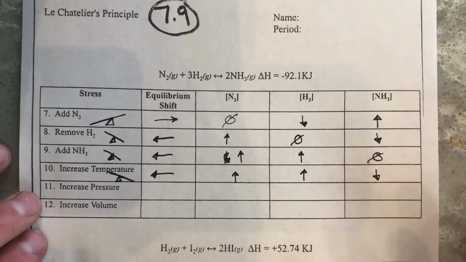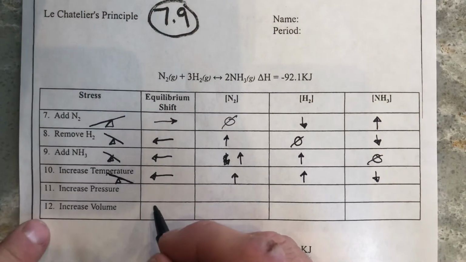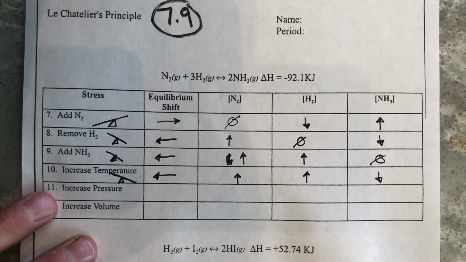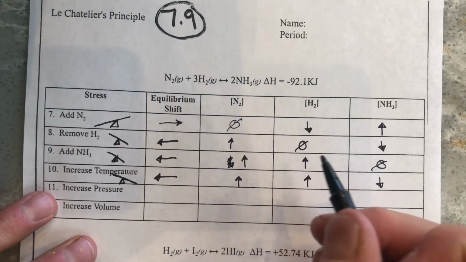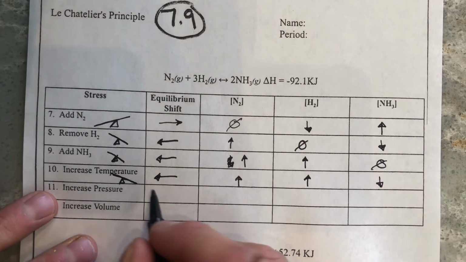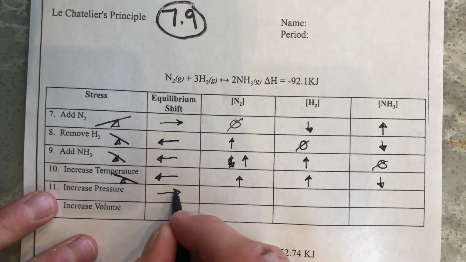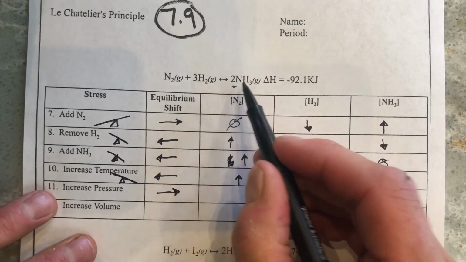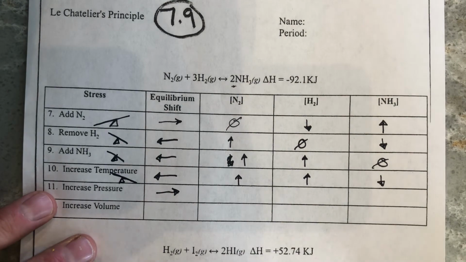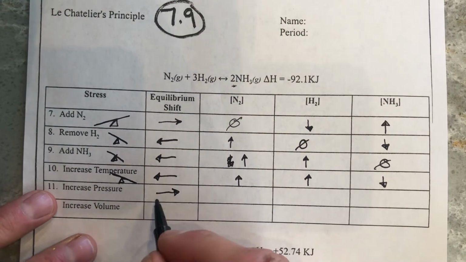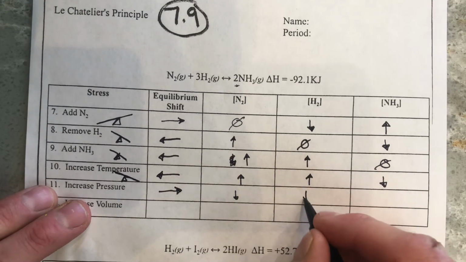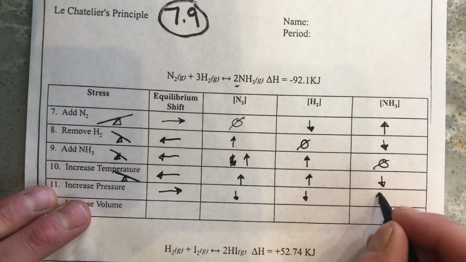Okay, and then finally, increase in pressure and volume. So as we increase the pressure, remember that means that we are going to push toward the side of the reaction with fewer moles, and that means that we're going to shift to the right because here we have 2 moles of ammonia compared to 4 total moles of gas on the reactant side. So if we're shifting to the right, that means nitrogen concentration goes down, hydrogen concentration goes down, ammonia concentration goes up.